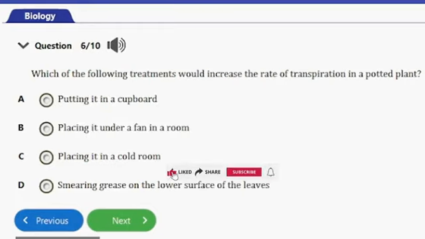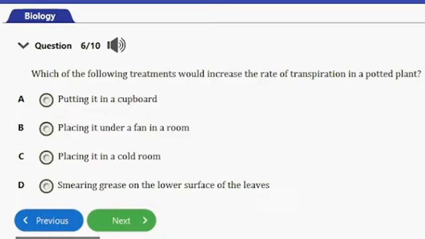So let's consider the next question, question number 6 here. It says, which of the following treatments would increase the rate of transpiration in a potted plant? A. Putting it in a cupboard. B. Placing it under a fan in a room. C. Placing it in a cold room. D. Smearing grease on the lower surface of the leaves. So guys, the answer to this question is actually option B, that's placing it under a fan in a room.